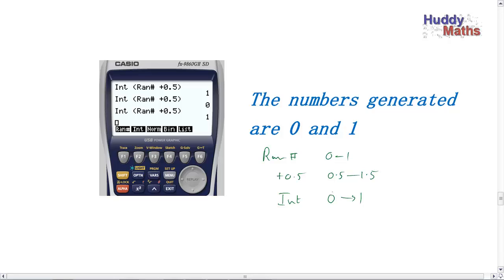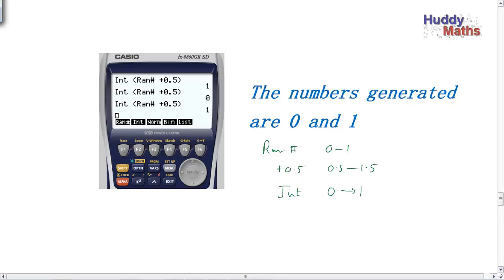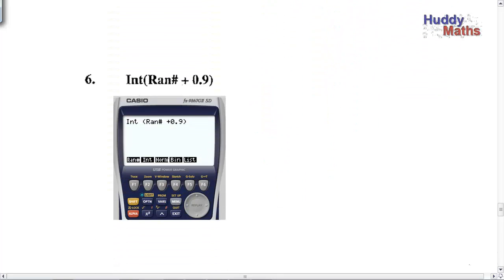Now, do you think you're equally likely to get zeros and ones out of this command? That's the question. I want you to take a little guess at that, because here's a challenge for you coming up. Pay attention now. I'm going to stick 0.9 in there instead of 0.5. What would you expect to generate here? And would you expect to have them generated with equal frequency? Make up your hypothesis. Let's have a look at what happens now.